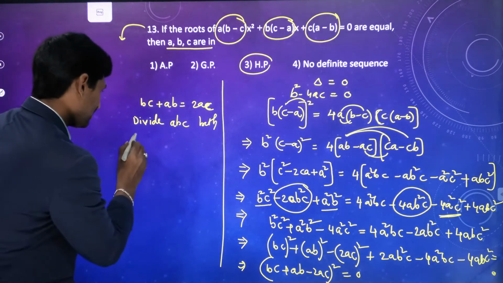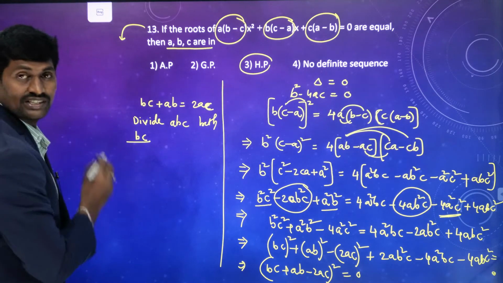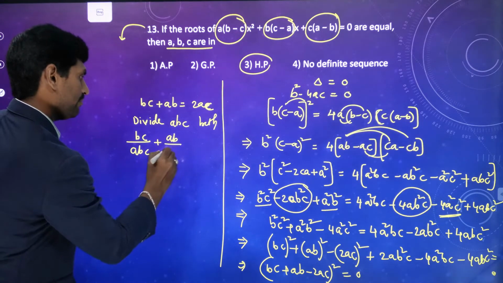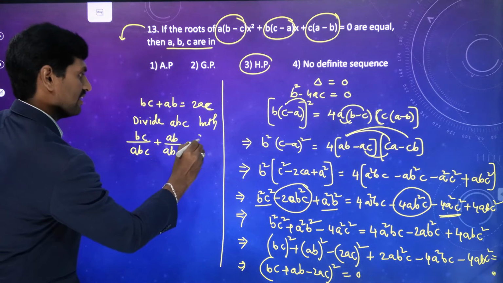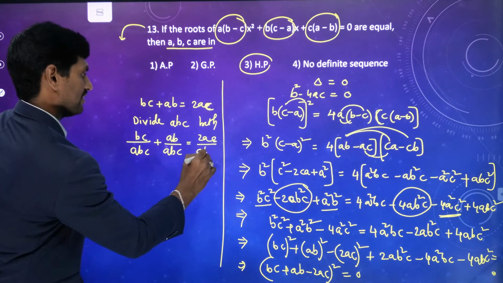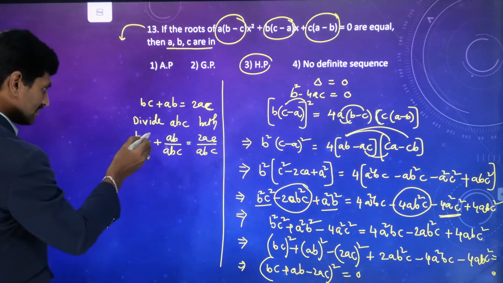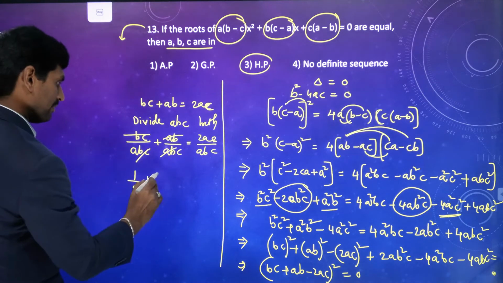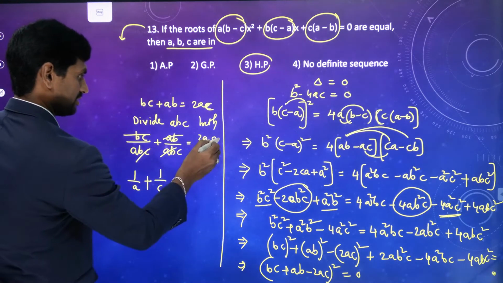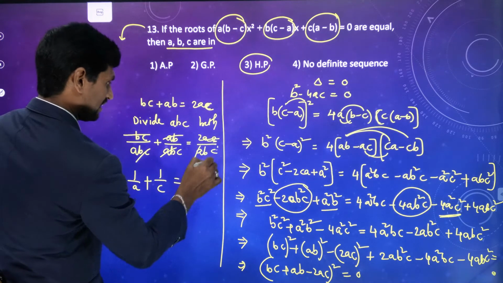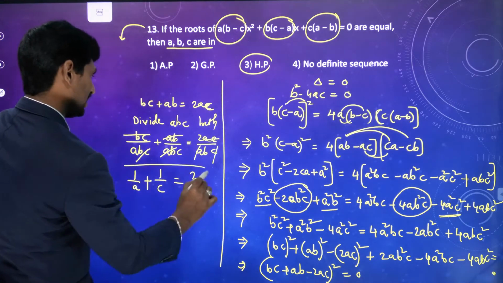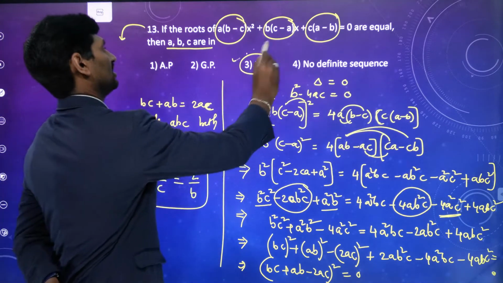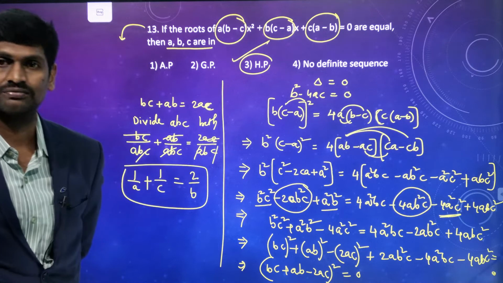What will be then? BC by ABC, AB by ABC, 2AC by ABC. Now after cancellation, BC cancel, 1 by A remains. AB cancel, 1 by C remains. AC cancel, 2 by B. So they are in the form of 1 by A, 1 by C, 2 by B, indicates harmonical progression.